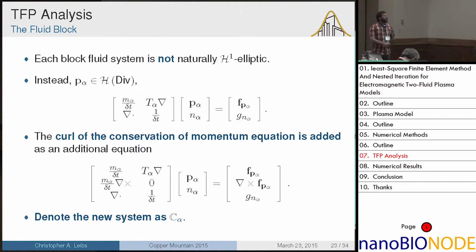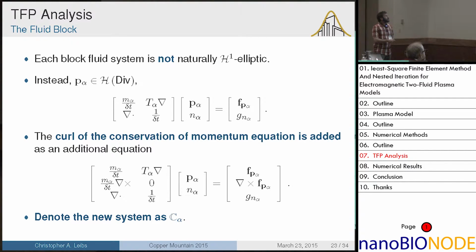The harder one turns out to be the fluid blocks, and this is what they look like. The real issue here is that it's not naturally H1 elliptic. And the theory that we lean on here is that we really want this to be H1 elliptic, so we know that with standard finite element spaces we're going to get some good multigrid performance there.